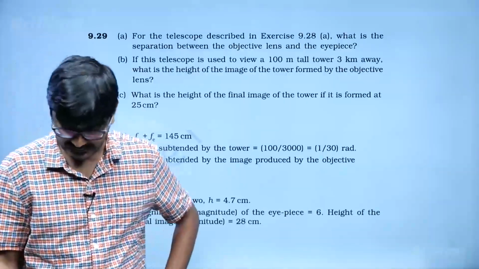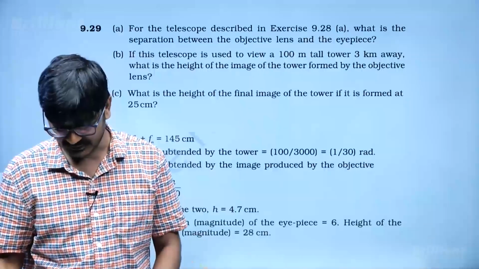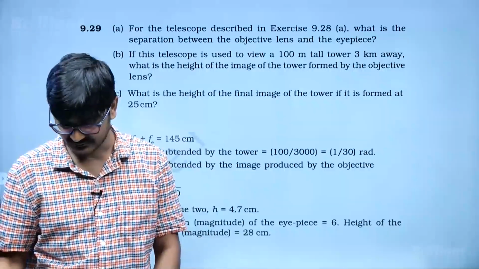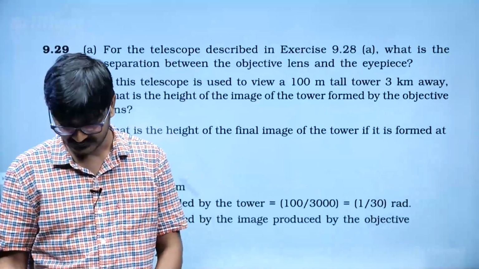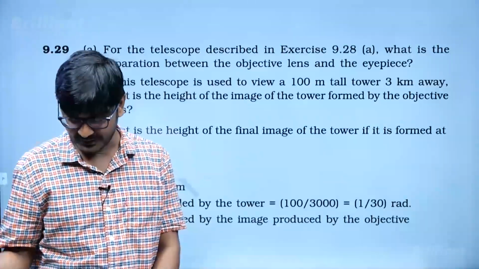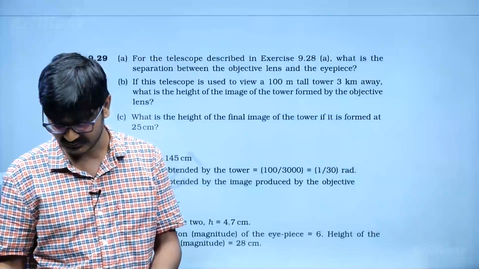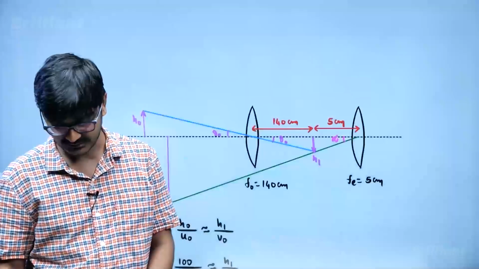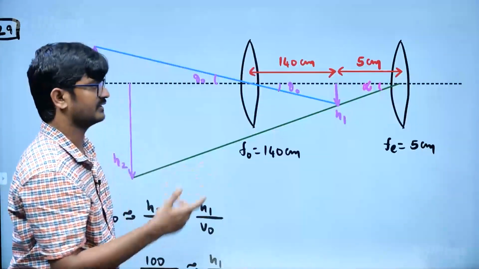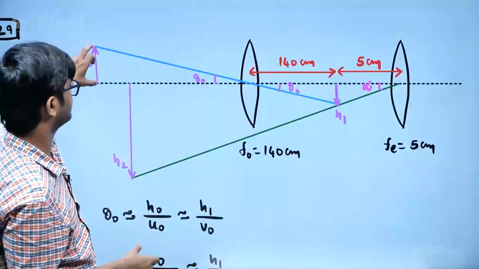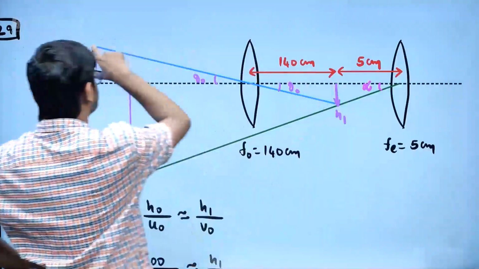Okay, in the next question, for the telescope described in the previous question, what must be the separation between the objective and the eyepiece lens? You can see in the previous question itself, it is 145, right, for normal adjustment. If this telescope is used to view a 100-meter tall tower, what is the height of the image formed by the objective lens? And what if it is near point adjustment. We have got this distance earlier also, 145 centimeters. Now they have given this distance and they have given this distance. They asked what is this length.